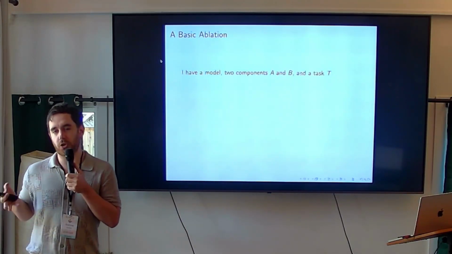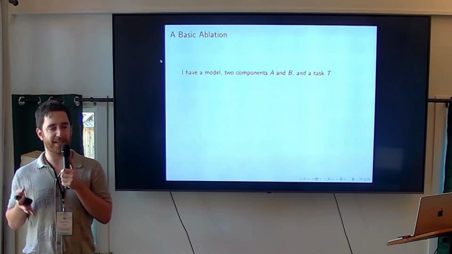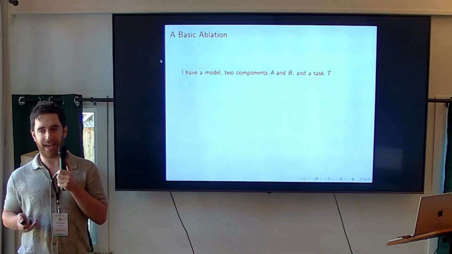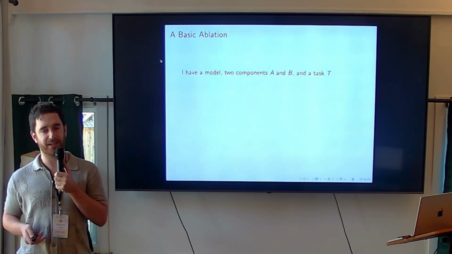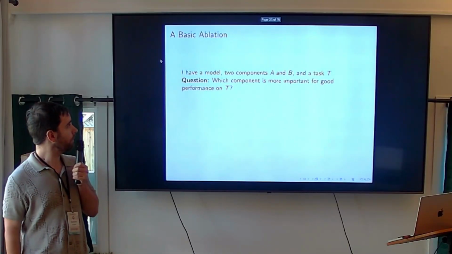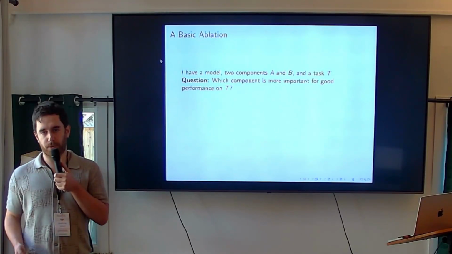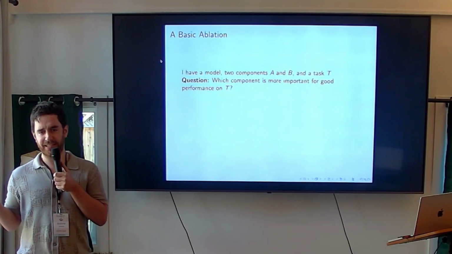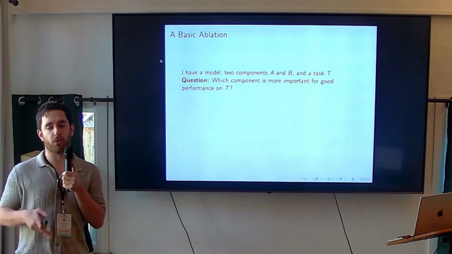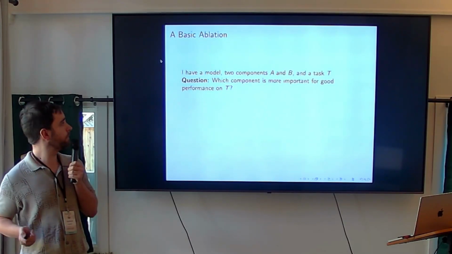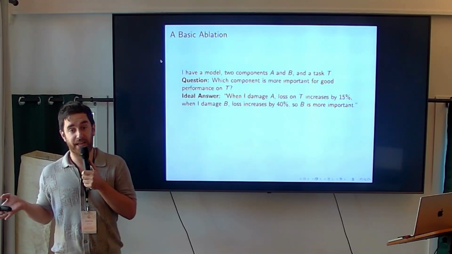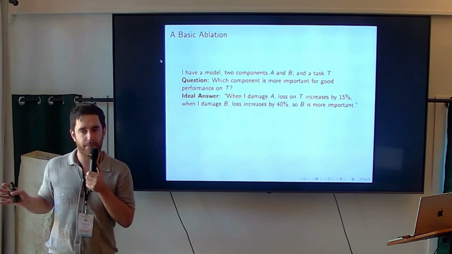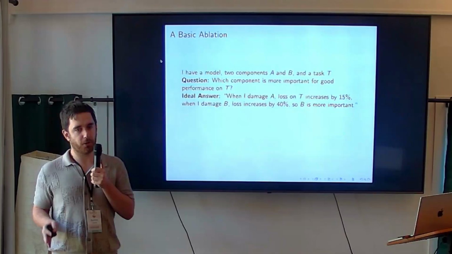Here's a story of an ablation in sort of the most basic ablation experiment I can design. And we're going to try and understand this, look at some issues with it, and see why that leads to susceptibilities. I've got my model, my two components, we'll call them A and B, and task T, and I want to know which component is more important to performance on the task. Ideally, I can say something like, I damaged A, and performance did so-and-so, and I damaged B, and performance did so-and-so, so B is more important.